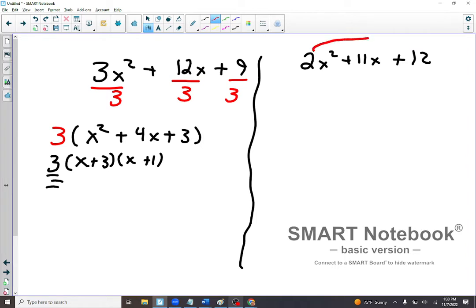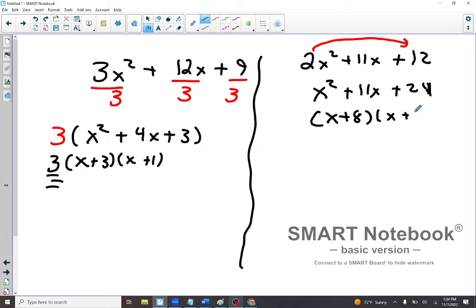I'm going to slide this over here, and to pay back the loan that I'm taking from the 2, I'll have to divide later. We'll do that at the end. So I'm taking the 2 and lending it to the 12. So x squared plus 11x plus 24. From here, this is something I know how to do. Things that multiply to 24 that add to 11. After a while, you'll figure out it's x plus 8 and x plus 3.